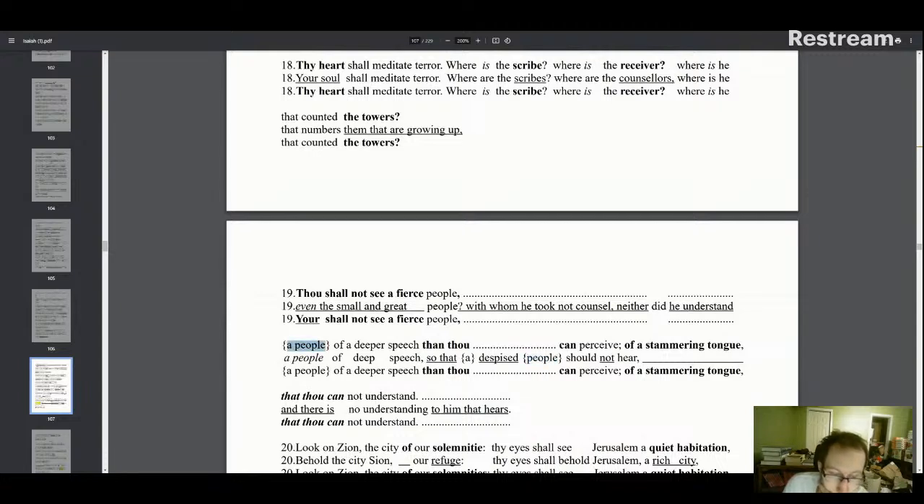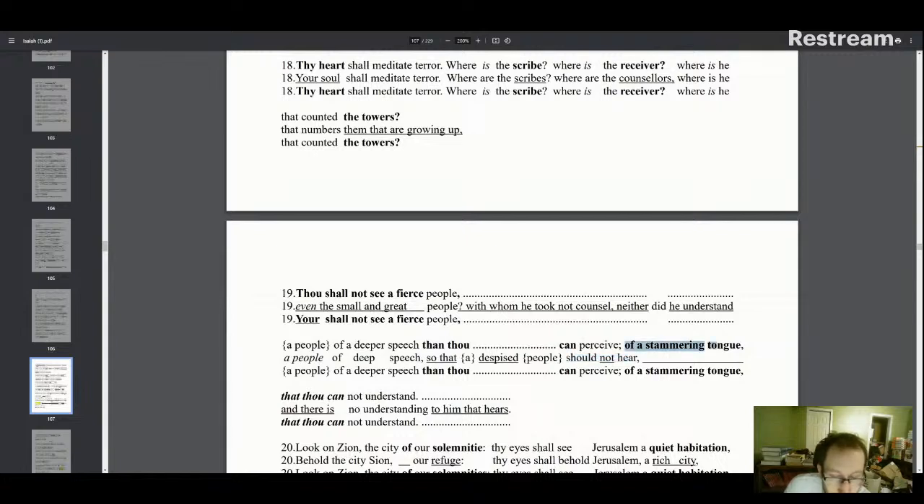Let's see. We have here should not here, whereas the Hebrew, it means essentially very similar, but it doesn't say not. It says more than you can perceive. So they're translating it in a paraphrastic sense. They're translating the meaning of it.